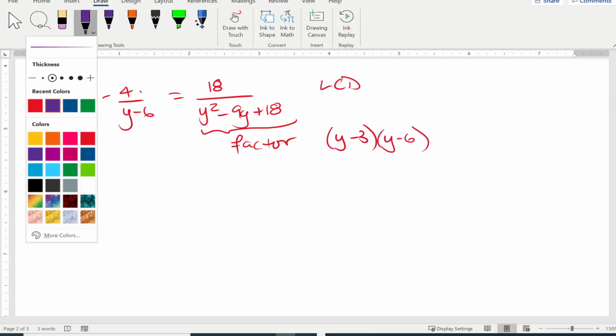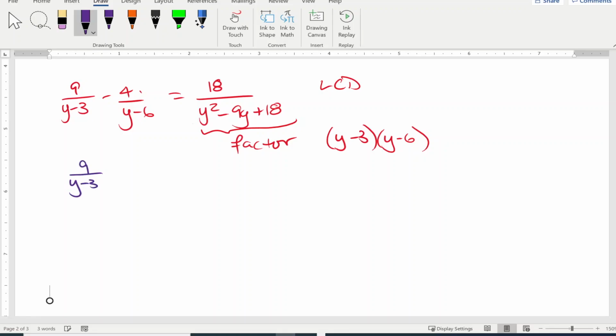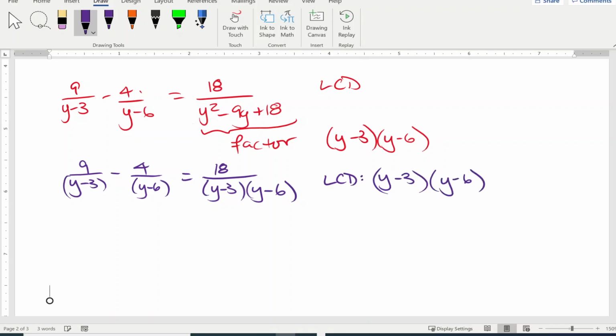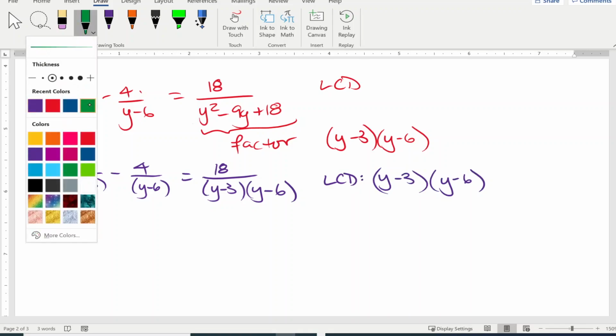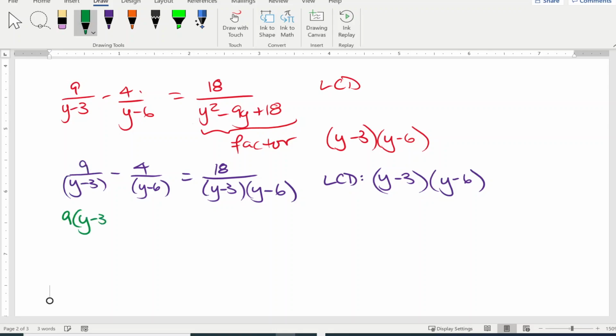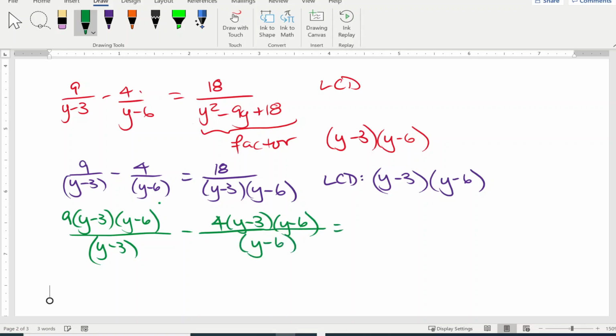So I'm just going to go ahead and rewrite this as 9 over y minus 3, minus 4 over y minus 6, is equal to 18 over y minus 3, y minus 6. So we can see that our lowest common denominator is y minus 3 times y minus 6. So we're going to multiply each term by that. So here, 9 times y minus 3, y minus 6 over y minus 3, minus 4 times y minus 3, y minus 6, all over y minus 6, is equal to 18 times y minus 3, y minus 6, all over y minus 3, y minus 6.